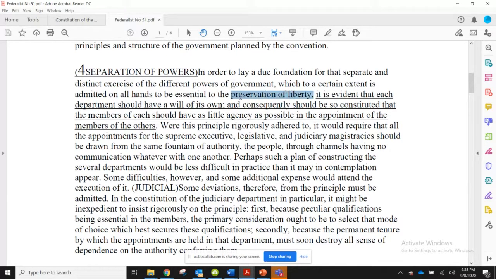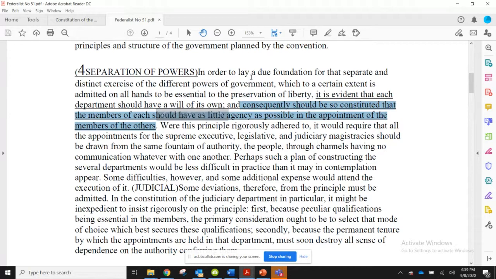Why do you have 3 branches of government? To preserve liberty. Madison says it is evident that each department should have a will of its own, right? So the legislature should be able to do what it wishes. The executive branch and the judicial branch should each be, he says the word will here, so they should have the power, the volition to act on their own. Madison continues, and consequently should be so constituted that members of each should have as little agency as possible in the appointment of the members of the others.